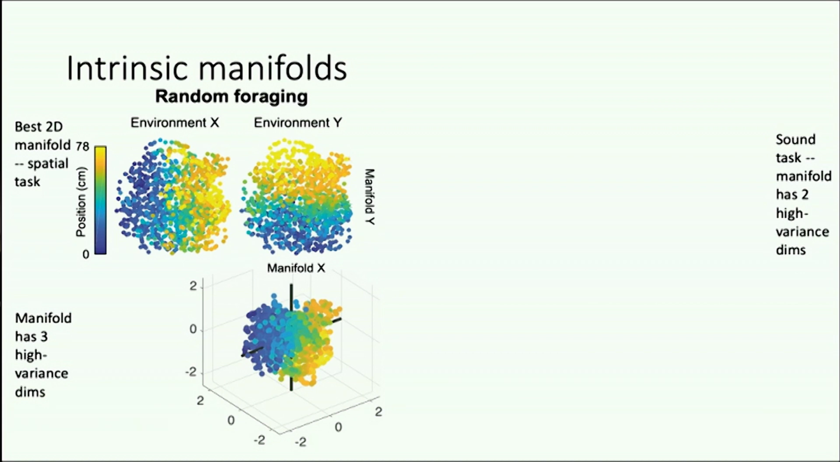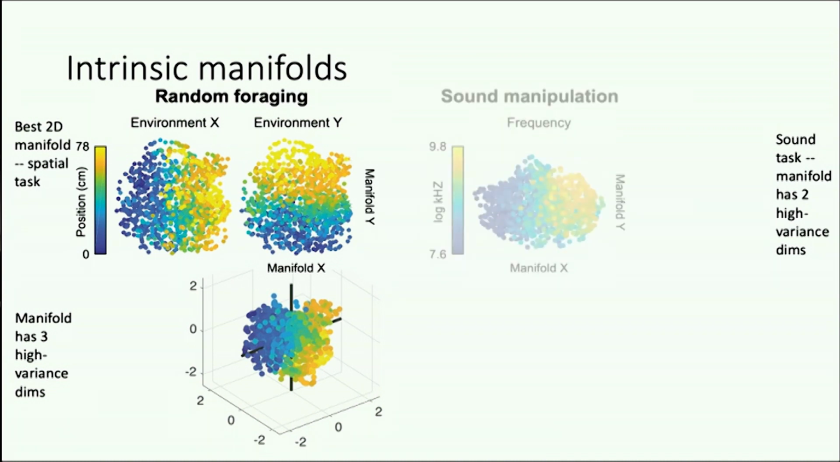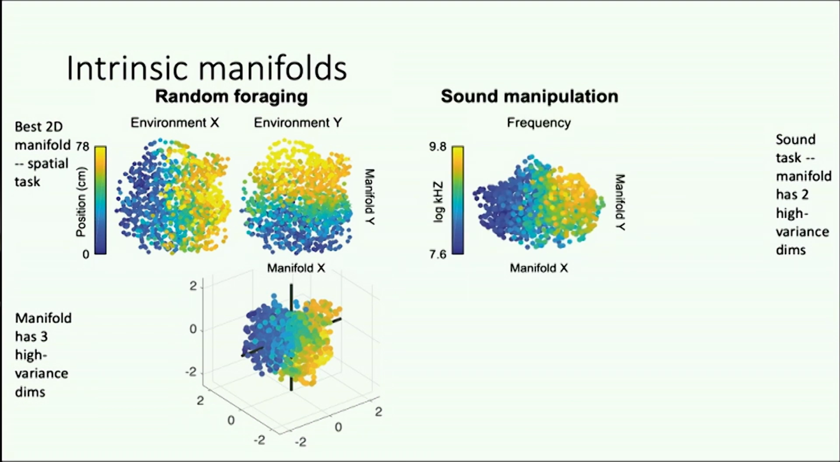But if you actually look at the manifold, the high variance directions are actually three. There are three of them. So it's not a two-dimensional space, it's a three-dimensional space. And in fact, the deviations in the single trials are quite consistent with just different traversals through this three-dimensional space. So it's a very low-dimensional noise. And the same is true in the sound task. So I think Sam is going to talk a lot more about that.